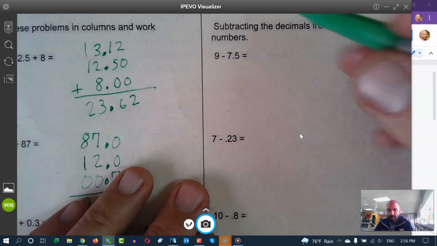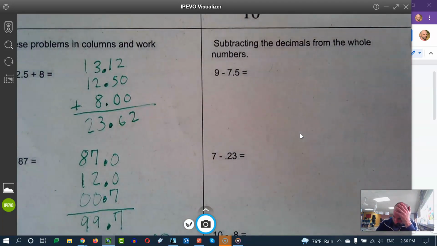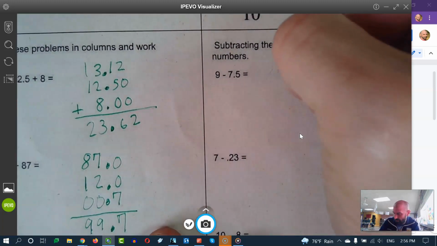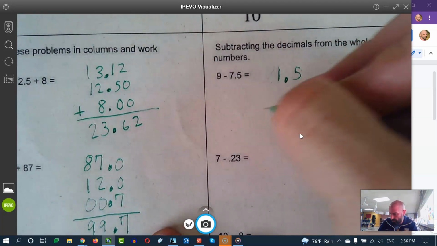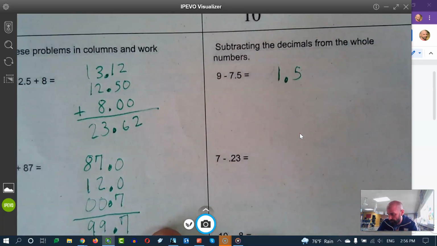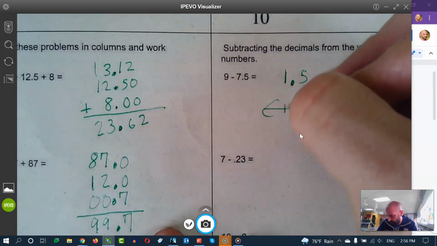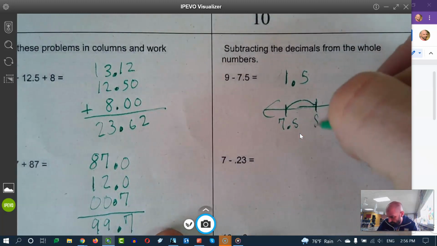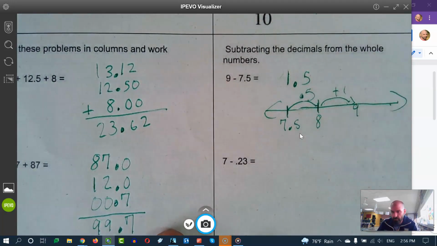All right. Next up, we have 9 minus 7.5. So if I round this to 8, my answer should be around 1. Okay, not past 1. Thinking of this as 9 minus 7.5, I know that would just be 1.5. If I wanted to show this on a number line, if I'm at 7.5, I can go 0.5 to 8, and then another 1 to 9.